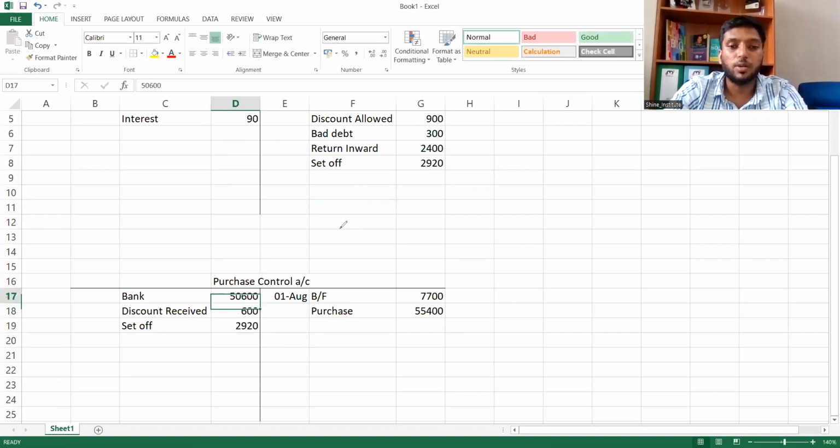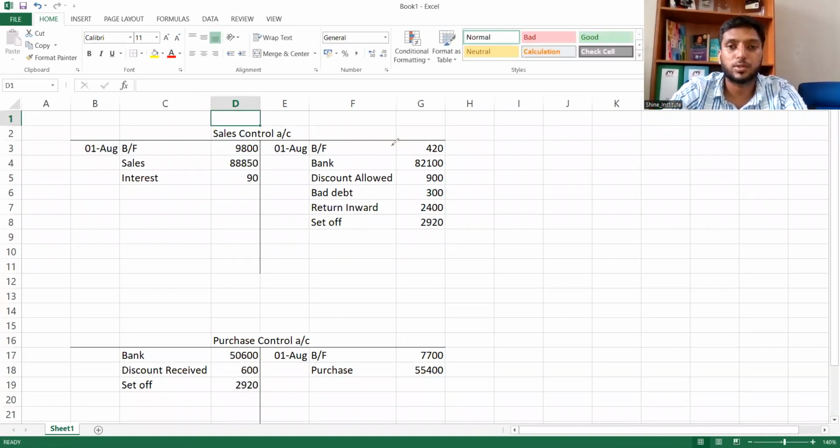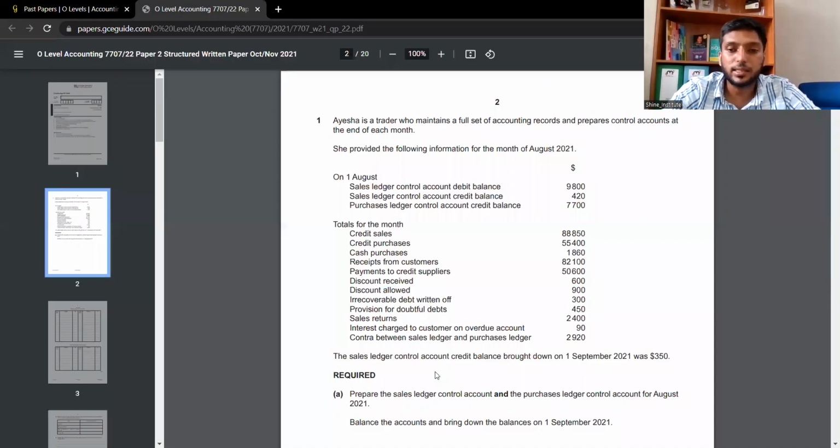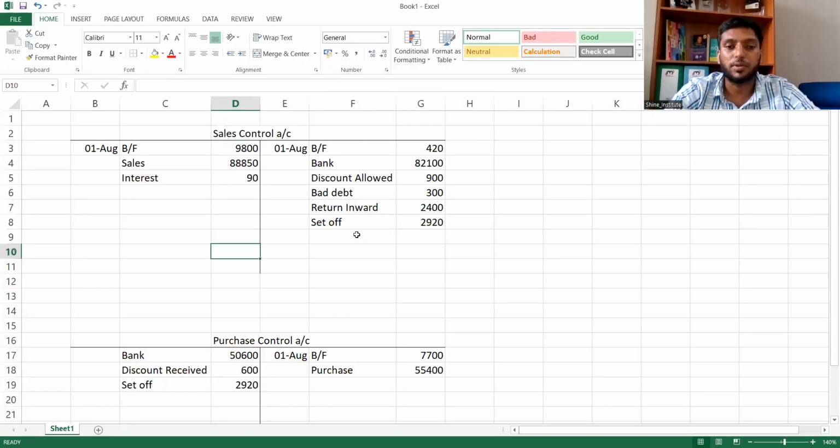Easy as that. So we're almost done with the sum. We have one more balance to adjust. What's that balance they are given? They are saying that the sales ledger control account credit balance brought down on 1st September 2021 was 350. So the starting balance on the credit side for the next month was 350. So I'm going to finalize this sum and then put this 350.